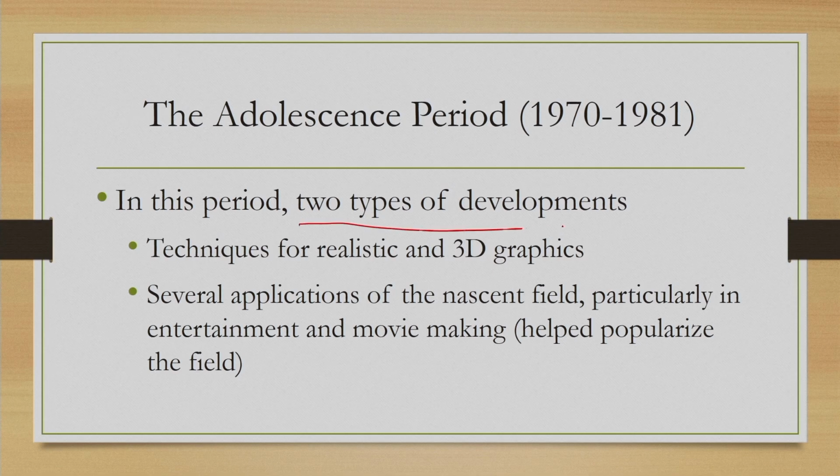Primarily two types of developments took place. One is techniques for realistic 3D graphics, and several applications were developed during this phase, particularly in the entertainment and movie making fields. As a result of those applications, people started noticing the potential of the field and invested more and more time and money. So, both the developments were significant in the context of overall evolution of the field.